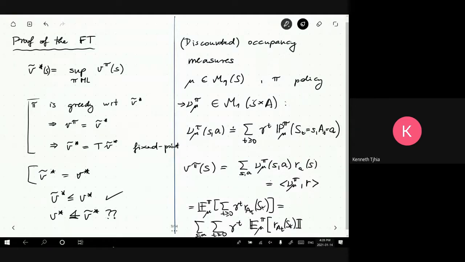And here I'm going to insert an indicator that filters out everything except when the state hits this particular state S and the action hits this particular action A. So you know this indicator notation. The indicator of whatever logical expression I write here is equal to 1 when the logical expression is true, and otherwise it equals 0. It basically converts true and false into 0 and 1. It's just a conversion operator. Okay?